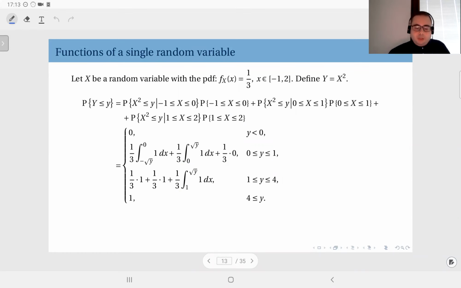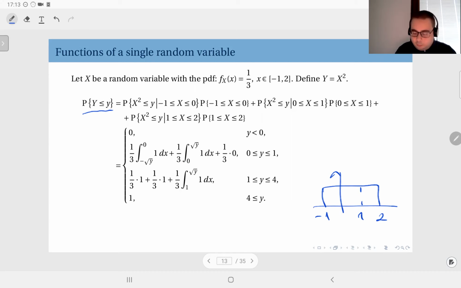Okay, so we are going to make use of the law of total probability, and we will just condition this event which defines the CDF of y on the value of x, but not the exact value of x, just on the interval, because x takes values from -1 up to 2. So I'm just going to consider three distinct cases where x is between -1 and 0, between 0 and 1, and between 1 and 2.